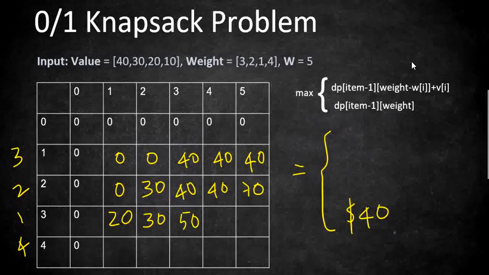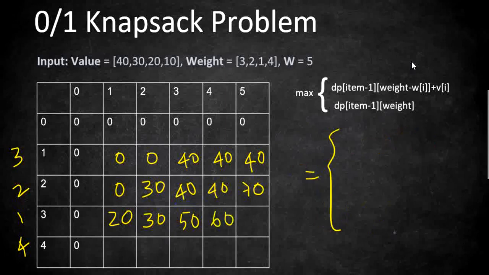Moving on to the next cell, if we are not considering this item, then the value in the previous row was 40. And if we are considering the item, the value of this item is 20 plus the remaining kg is 3. In our previous row, the value at cell 3 is going to be 40. So overall 60 and 40, the maximum is 60. So we are going to fill 60 here.